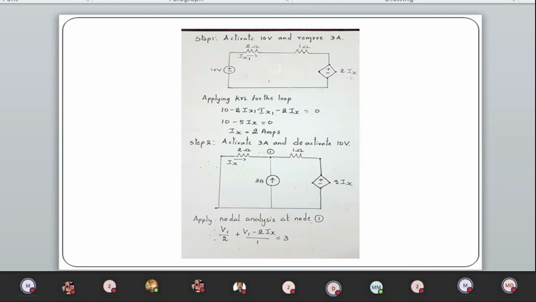So you have to short circuit. The circuit will be transformed as follows. It has only one principal node, so you just apply nodal analysis at node 1. Don't confuse yourself with mesh analysis, because it will create a supermesh.